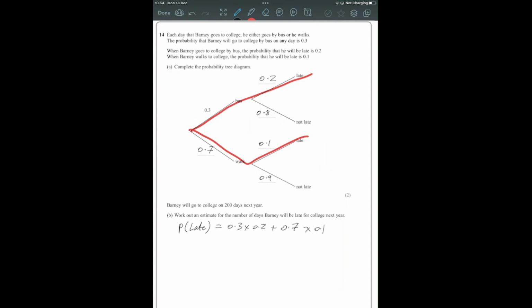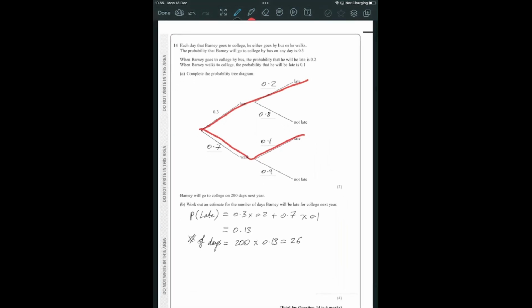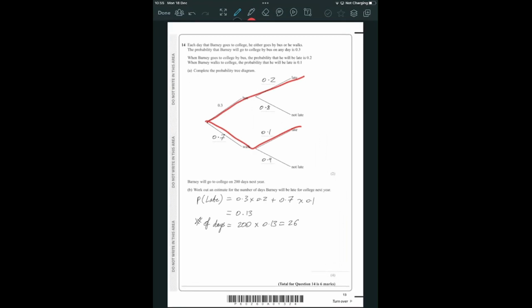So the calculation, I'm writing this out for the examiner and then typing it into my calculator, gives me a probability of 0.13. So now the estimated number of days is the number of times we do the thing multiplied by the probability of the thing happening. That gives me an estimate of 26 times that he's going to be late in 1 year. 4 marks for that question, so really showing all those calculations is heavily advised.